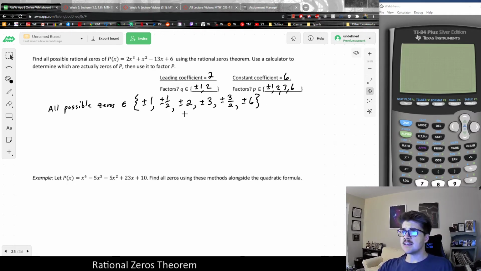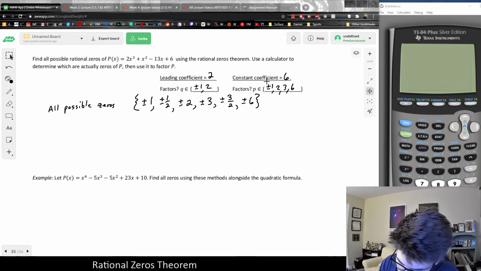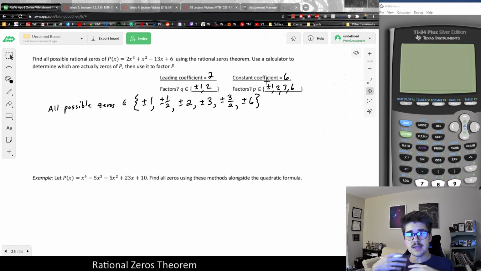Anyways, basically this gives me, and I meant this to be an element of symbol, basically the epsilon, which signifies that all the zeros must be within this set. Here, we can see that we have a total of 12 possible rational zeros. So in the last example, there were only 4. Here we have a little bit more.